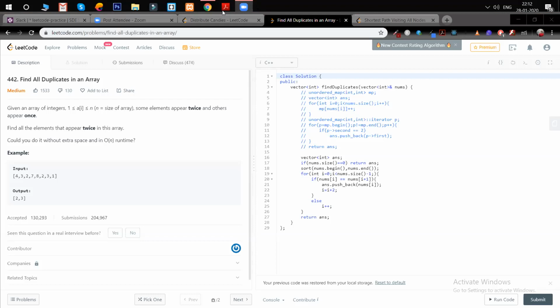What we do is we just iterate over the array. In the example, if I'm getting 4, I'll mark the number at index 4 to be negative. The next time I get 4, I'll check at that index. If my number is negative, I'll just add it to my answer. That's the approach. Nice.